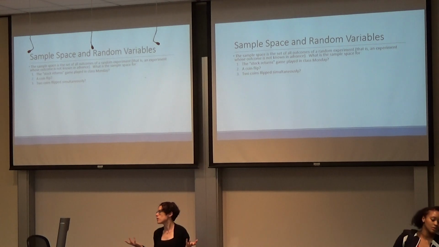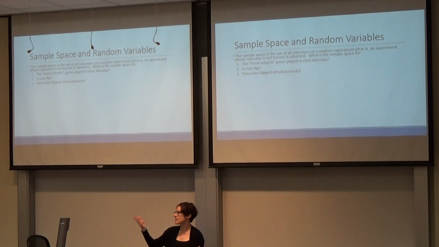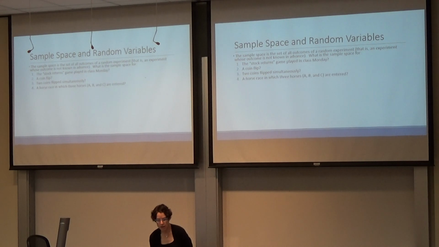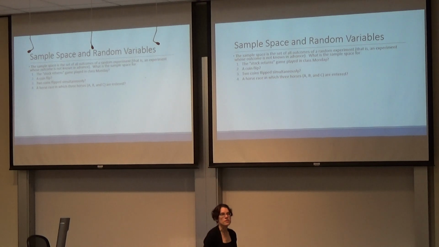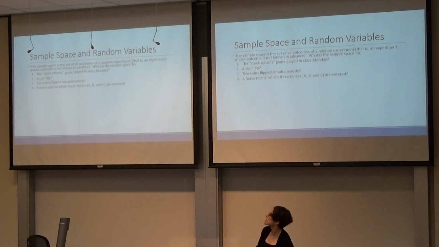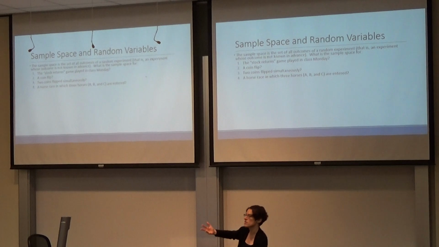Or if I flip two coins, it's probably heads-heads, heads-tails, tails-heads, tails-tails, depending on whether or not I want the order, did the first coin come up heads and the second come up tails, or vice versa. I can think about a horse race. If I have 3 horses entered, my sample space is A comes in first, B second, C third; B first, A second, C third; all the different combinations of that.